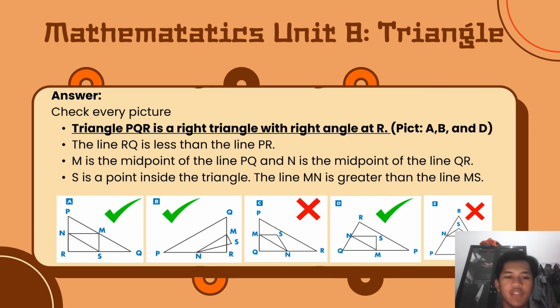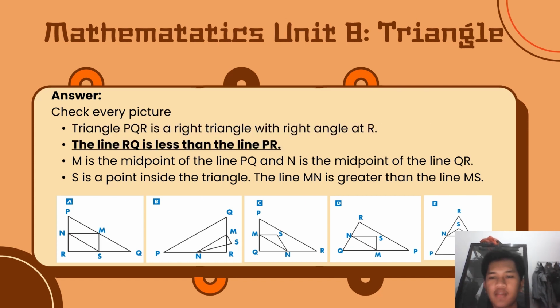Okay, let's move to the second description. The second description is line QR is less than line PR. So picture A, I think, is wrong, because if we take a look at the picture, line RQ, or QR, is more than line PR. I'm sorry, picture A is wrong. And then picture B. If we take a look at the picture, line RQ is less than line PR. So picture B is correct.